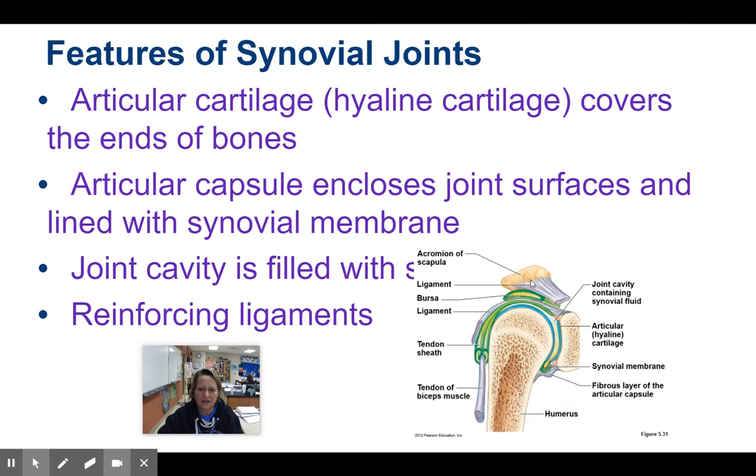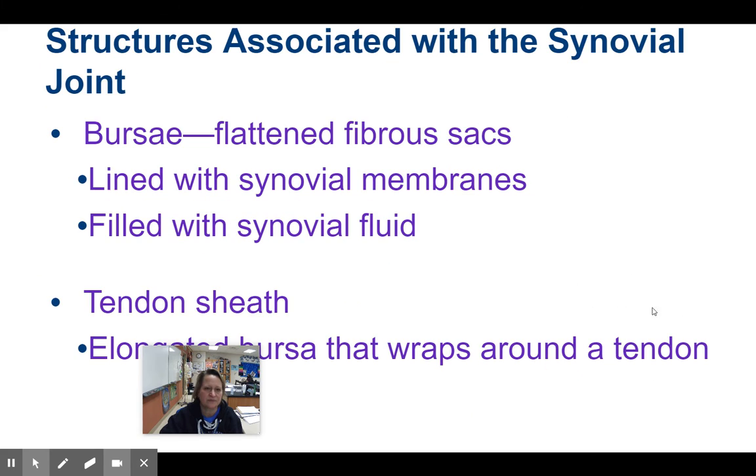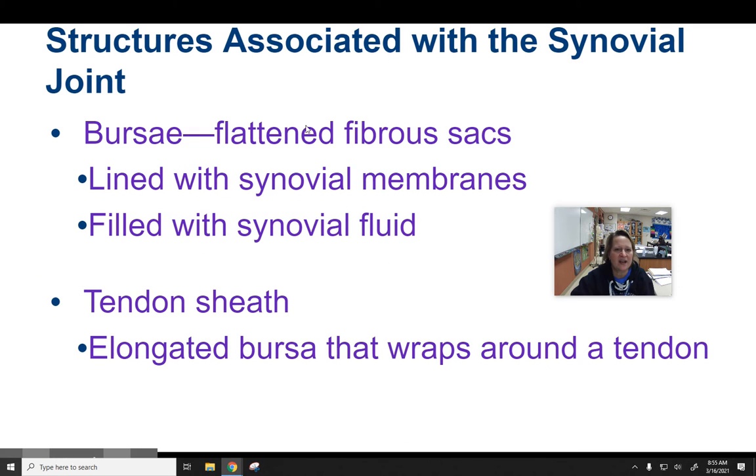So this right here would be the acromion of the scapula, and there's a ligament that's going to attach it. And then there's this bursa. The bursa is a synovial fluid containing capsule, and that is going to prevent the rubbing of the bones together. The bursa is a flat, fibrous sac lined with synovial membranes and filled with synovial fluid. And then we have a sheath over the tendons that also has bursa kind of connected to it that wraps around the tendon itself. And all of this is designed to prevent friction.